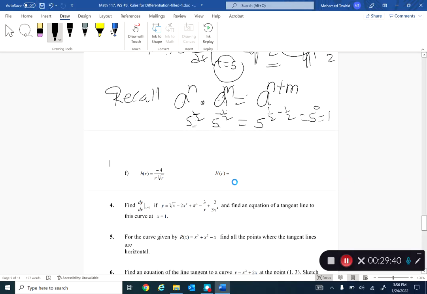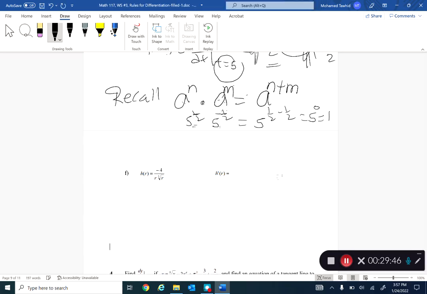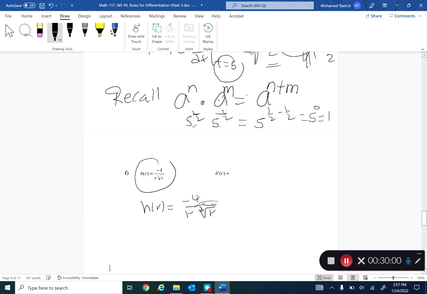This one here. What do you have? You have h of r. I need to simplify this one before I take the derivative. So you have h of r equal to negative 4 r over the third root of r. Now how to combine this, whatever you have r here? Look, you have the third root of r. How to simplify this? It will be r to the power 1 divided by 3.